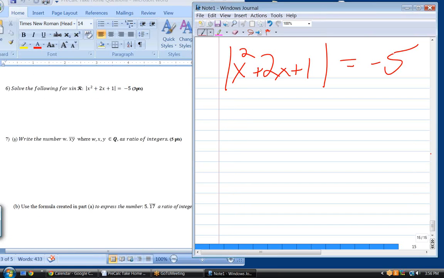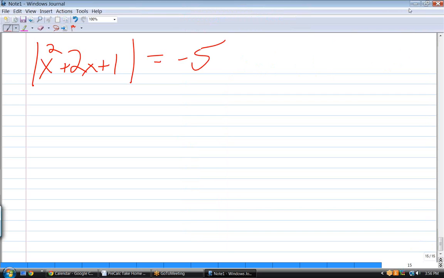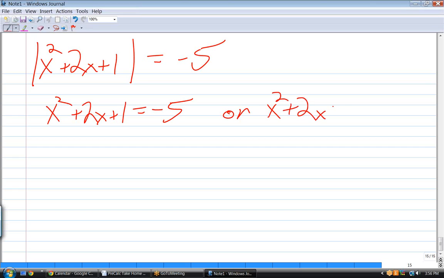They get a little harder. First of all, let's see if we can state the two things that this means. Oh, here we go. So it's going to be x squared plus 2x plus 1 equals -5, or x squared plus 2x plus 1 equals 5. Now, solve both of those.